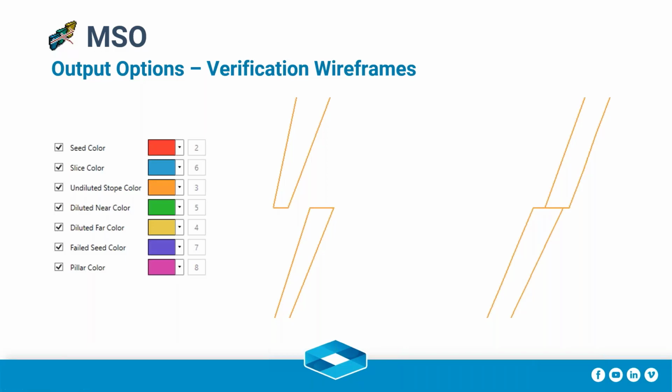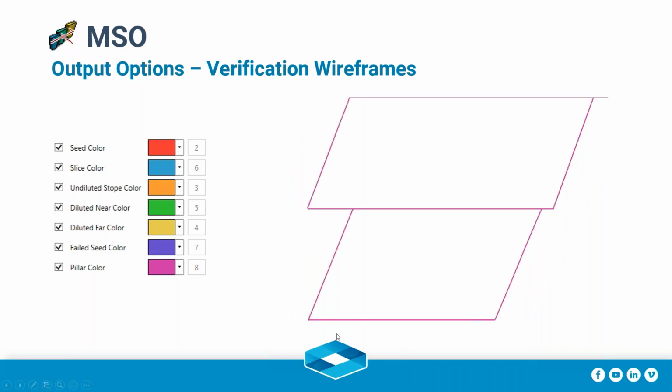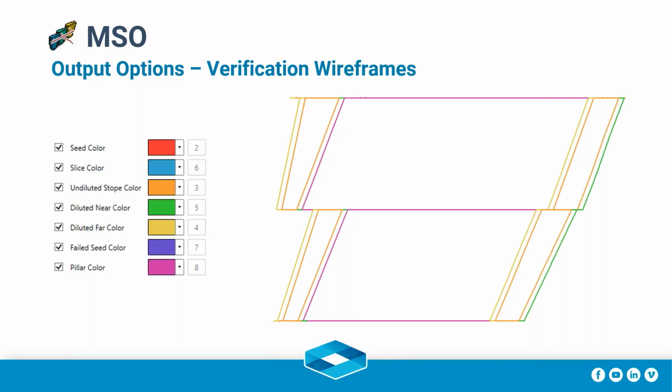In this case, when we include dilution in our analysis, the next step is to include it. So we have the diluted far in yellow and diluted near in green. If we have parallel lenses, as in this case where we have two parallel models, one here and another one on that side, it also creates the pillar shape for us. That is the pink color that separates the two parallel lenses. And then we have the final verification wireframe in the end, with all the steps that the algorithm does.